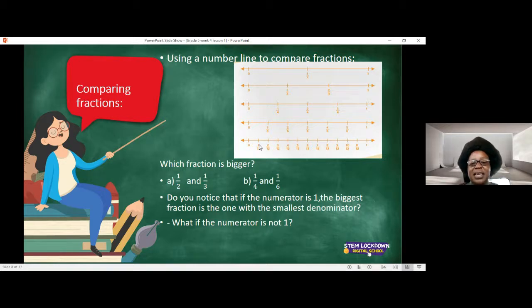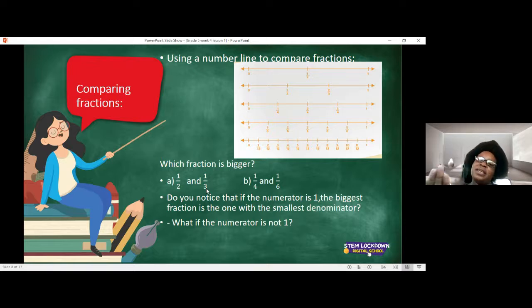And the question is, I would like you guys to go back to the questions. It's very important, because I can talk and talk and talk, but if you guys do not practice it, it's not going to stick. And then, which fraction is bigger between 1/2 and 1/3?